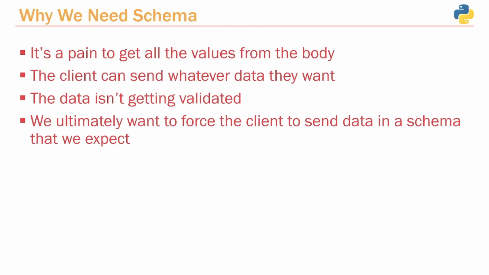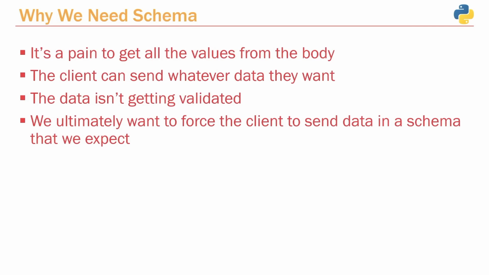And on top of that, the data itself isn't getting validated. So how do I ensure that the user is sending what I want? What if the user sends a blank title? I can't have a post with a blank title. So how can we validate that the data that the user sends is actually valid?